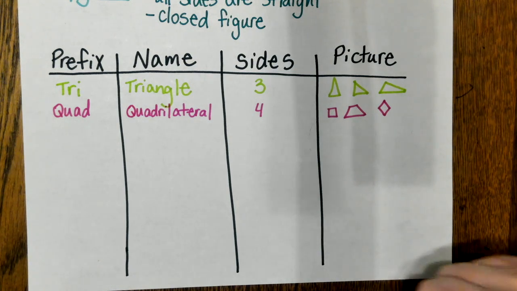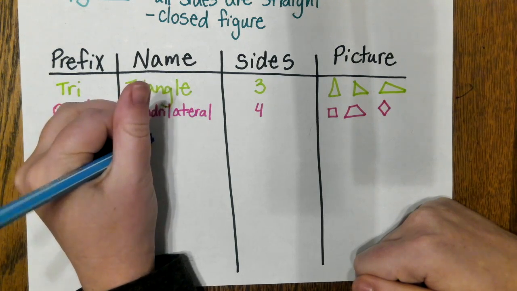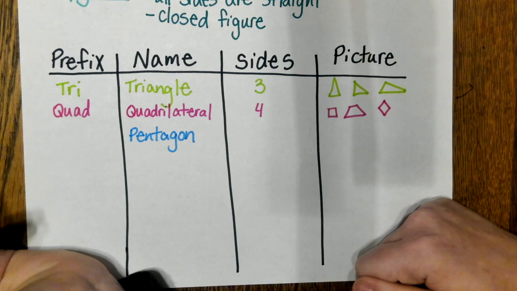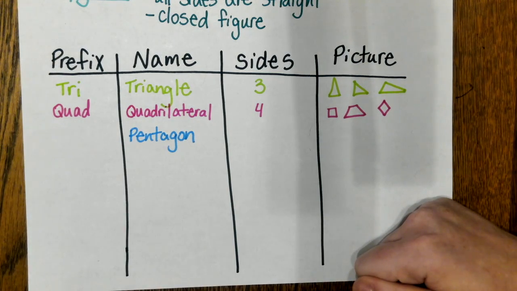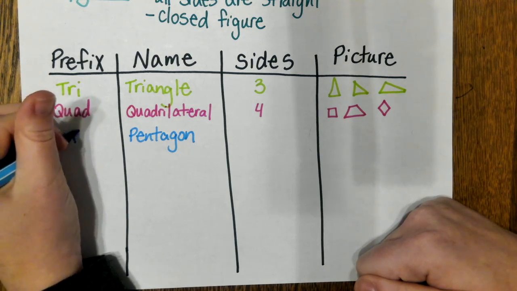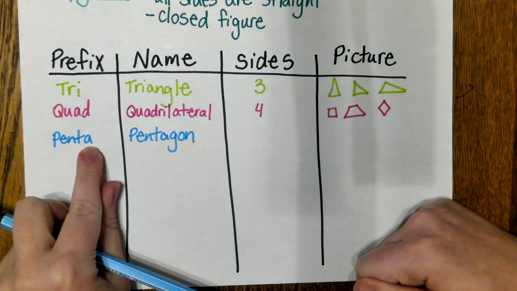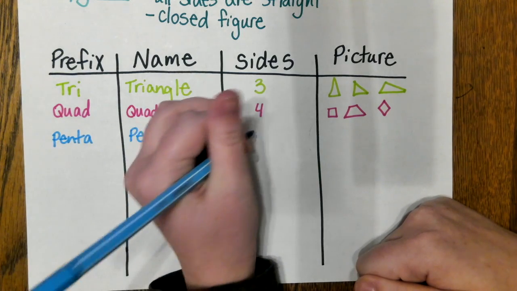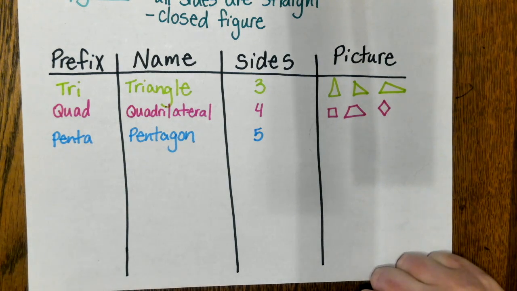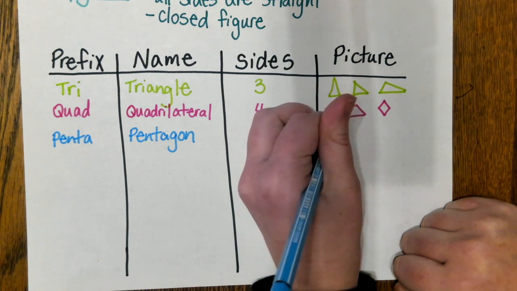Our next word is pentagon. Pentagon has the prefix penta. Pent or penta means 5. Pentagons have 5 sides.